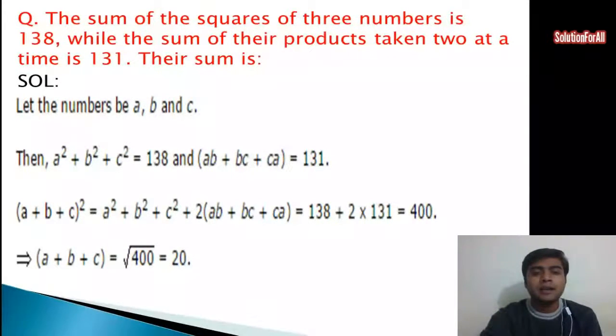We can take a look at the equations we have formed. We can see that if we multiply 2 with the sum of the products of the two numbers, we'll get an identity, a formula equal to (a plus b plus c) whole square. So we can proceed with the calculation using the numerical values. 138 plus 2 into 131 is equal to 400. That means (a plus b plus c) whole square is equal to 400, so a plus b plus c is equal to root under 400, that is equal to 20. That is what we had to find, the sum of the three numbers a, b, and c, which is equal to 20.